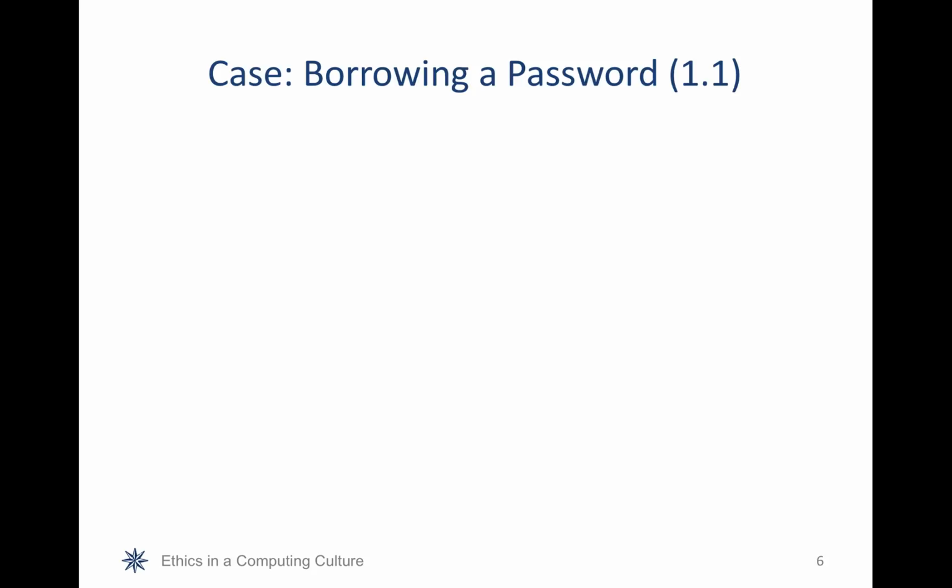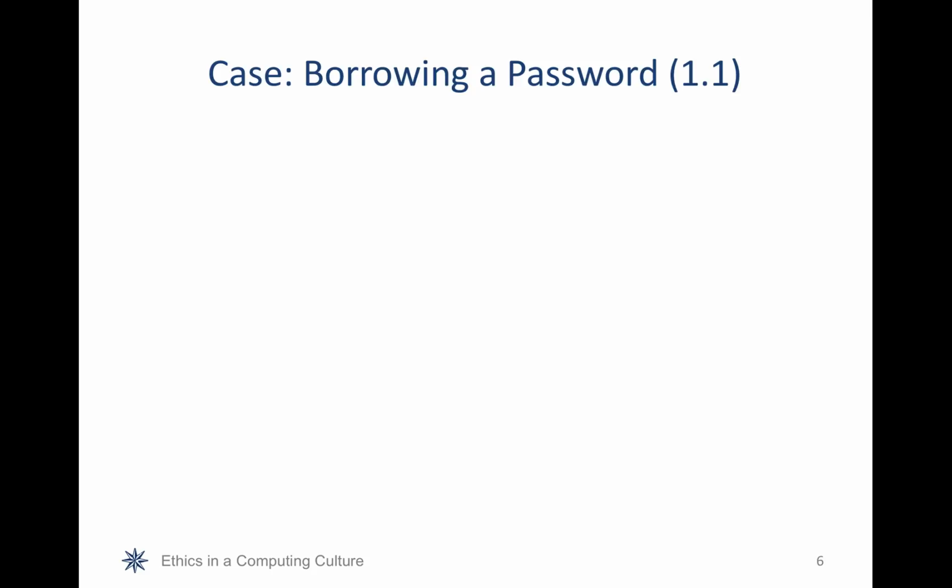In the scenario, Josh borrowed Alice's password so that he could complete his homework. We are told that he logged in, did his work, and logged out, all without looking at or modifying any of Alice's files. What are your initial opinions about this situation?